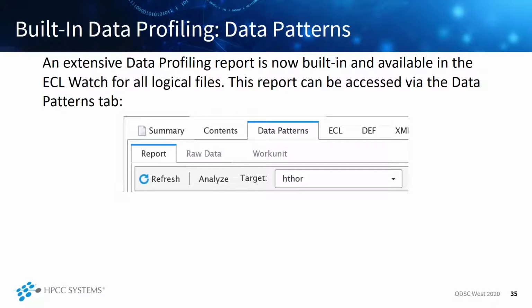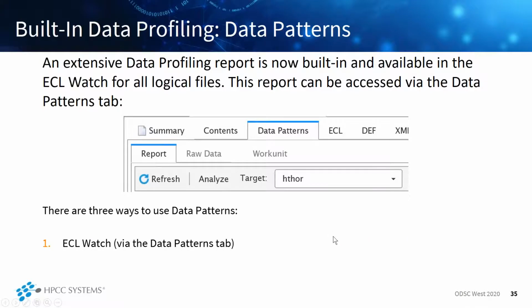You don't have to write one line of code to do that. So the first method is called data patterns. It's built into the ECL Watch under a tab called data patterns for whatever file you want to profile. You then click on the button called analyze, and you get a complete, comprehensive, detailed report about that particular ECL file.